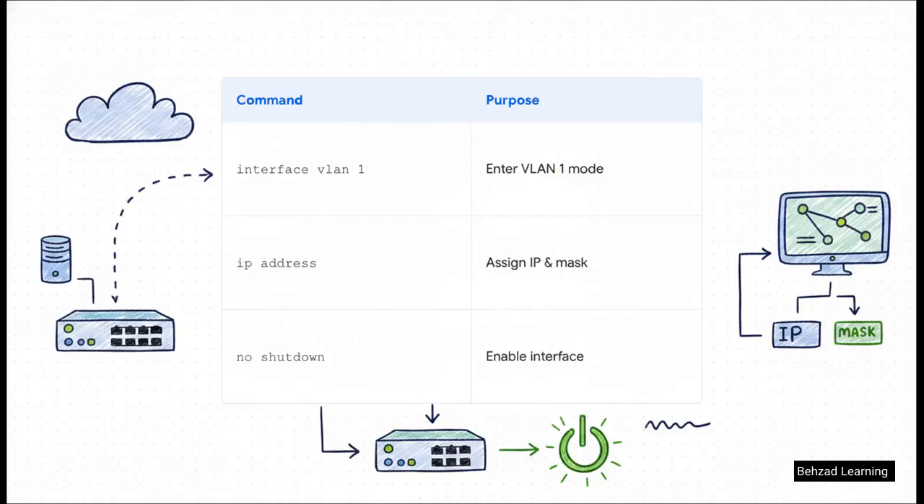Let's actually build it out. From global config mode, you're going to type interface VLAN 1. Bam, you are now in interface configuration mode. Next, type IP address 192.168.1.200, followed by the subnet mask 255.255.255.0. And finally, you type no shutdown.